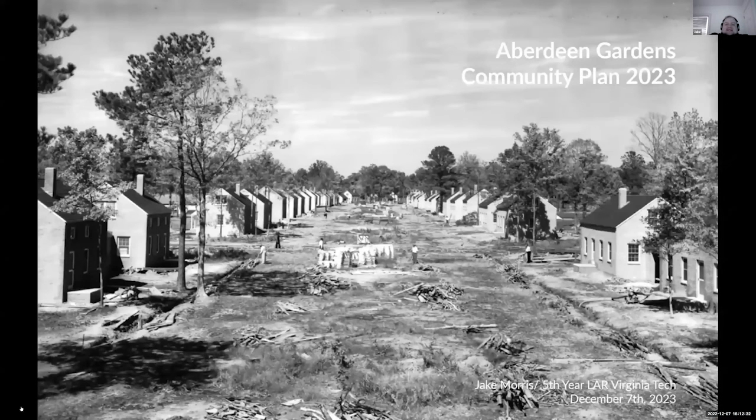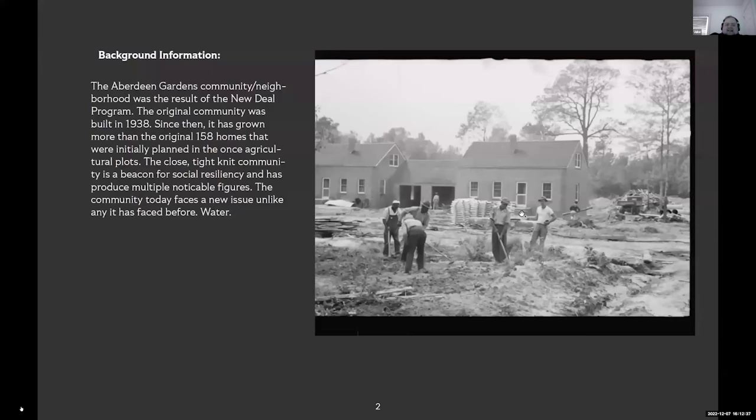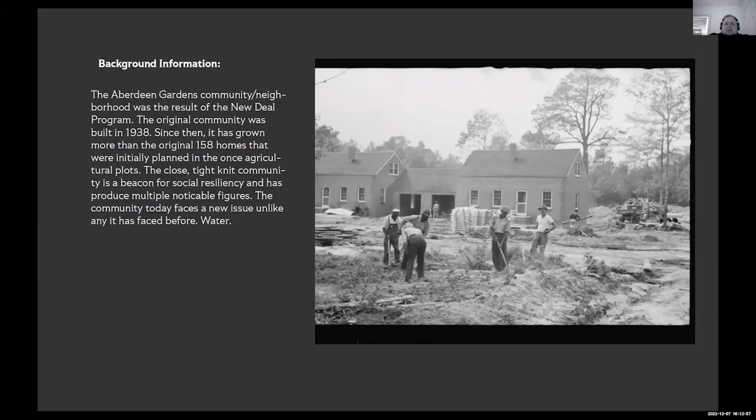Thank you. Yeah, thank you so much for your feedback. About my vision for Aberdeen Gardens. The community was originally finished and built in 1938. It had an original 158 homes. Today it's grown to be a little bit larger. It's a very historic and known community in the area. It employed a lot of African Americans who were looking for single family homes at the time when it was originally built.